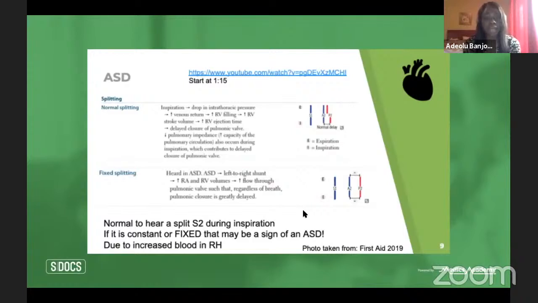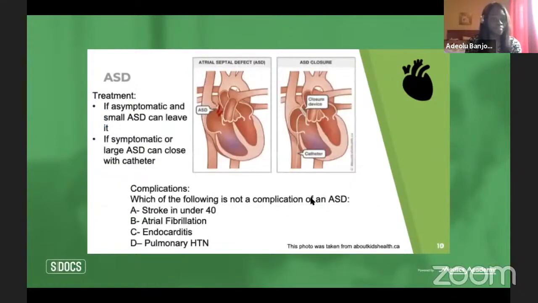And this slide just kind of explains what the split S2 actually means. So what you have with an ASD is fixed splitting, which is where your S2 sound, like your second, the dub after the lub dub, will always be split, whether it's on inspiration or expiration. Whereas normally you would get a splitting in inspiration, but not in expiration. So that's the difference between normal and pathologic, potentially an ASD, is that that splitting will be fixed and will happen all the time, regardless of inspiration or expiration.